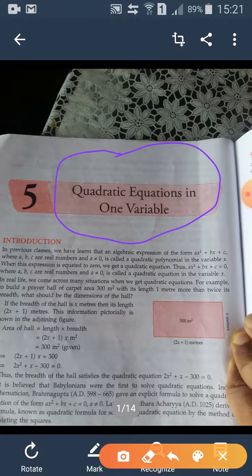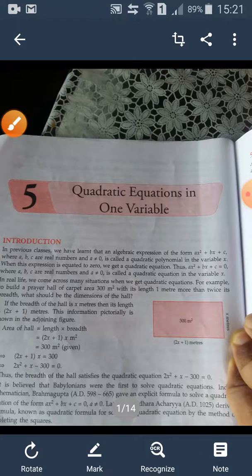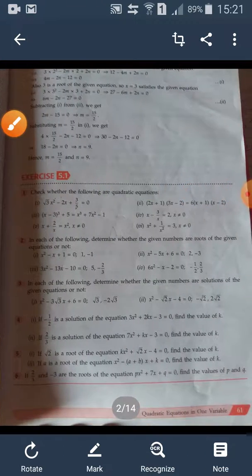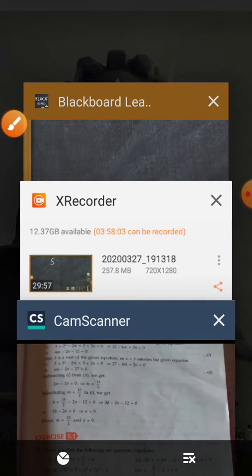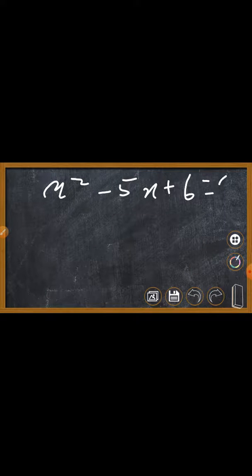But before starting that, I'm going to tell you what the entire purpose of solving a quadratic equation was. For example, in class 9, when you solved the equation x square minus 5x plus 6 is equal to 0, what were you actually trying to find out? Let me write down this one: x square minus 5x plus 6 is equal to 0.